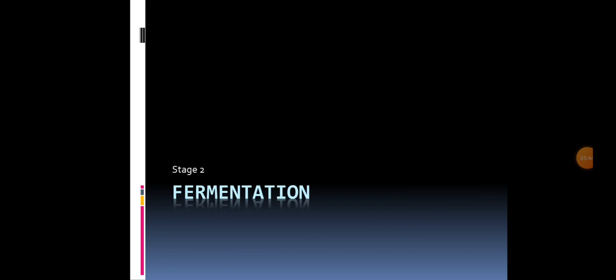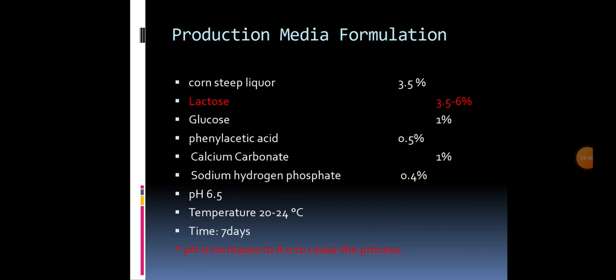The second stage is fermentation. Here, the production media comprises again corn steep liquor. It consists of lactose in addition to the inoculation media, then glucose, phenylacetic acid, calcium carbonate, sodium hydrogen phosphate with a pH of 6.5 and temperature 20 to 24 degrees centigrade. And the time scale is 7 days.